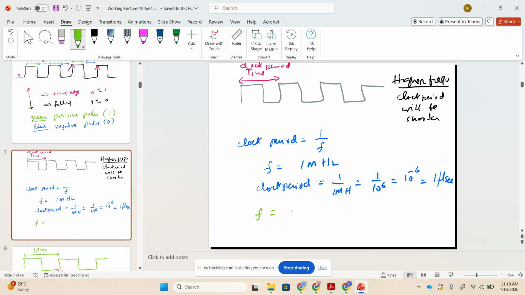F is equal to, let's assume, 2 megahertz. What will be the clock period? 0.5 microseconds. Thomas, yes, you get one additional answer.